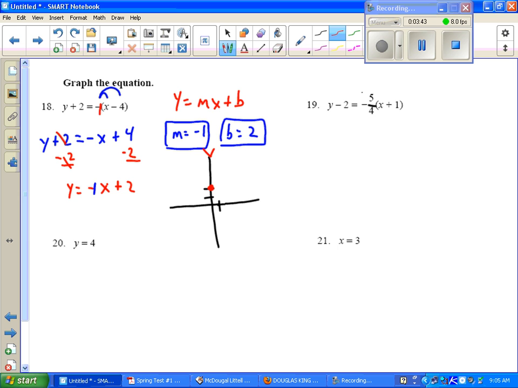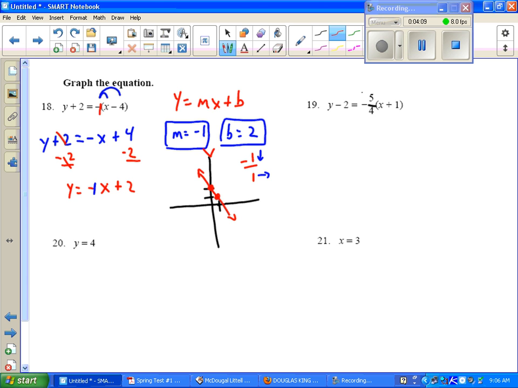Your slope is negative 1. That's negative 1 over 1. Negative 1 slope tells you to go up or down. Negative 1 tells you to go down first. And then positive 1 on the right tells you to go to the right one time. So down once and to the right one time, and put your second point and graph through your 2 points. Or draw your line through your 2 points.